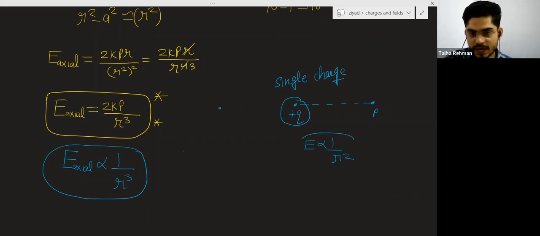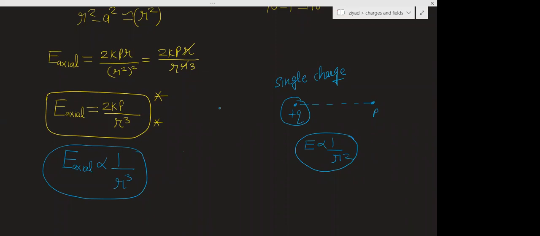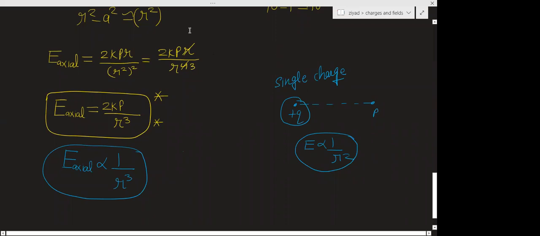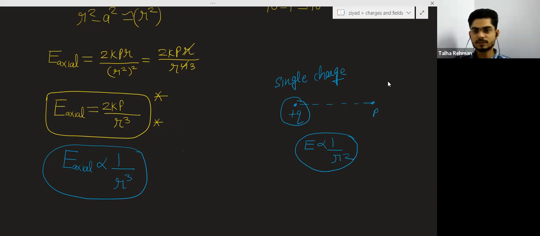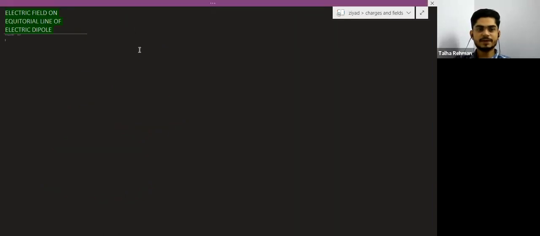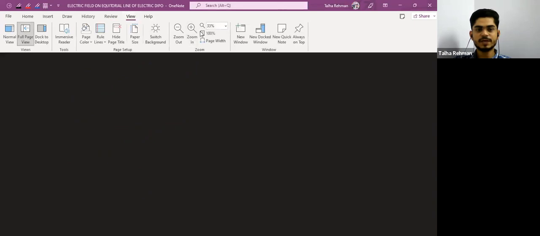So due to a single charge, the electric field is like this. This sign is known as the proportionality sign. Like in Ohm's law, potential difference is directly proportional to current. Similarly, the electric field is inversely proportional to distance. So the next topic is, write the heading: electric field on the equatorial line of an electric dipole.